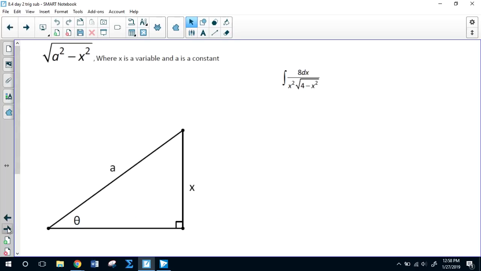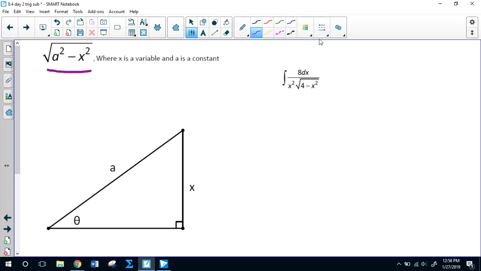you have a packet in front of you, and you are going to start with this first problem. There are three situations that we're going to look at. At the end, we will put it all together so you can try to remember how to do it. So we're trying to solve a problem that has a square root in it that takes on this form.